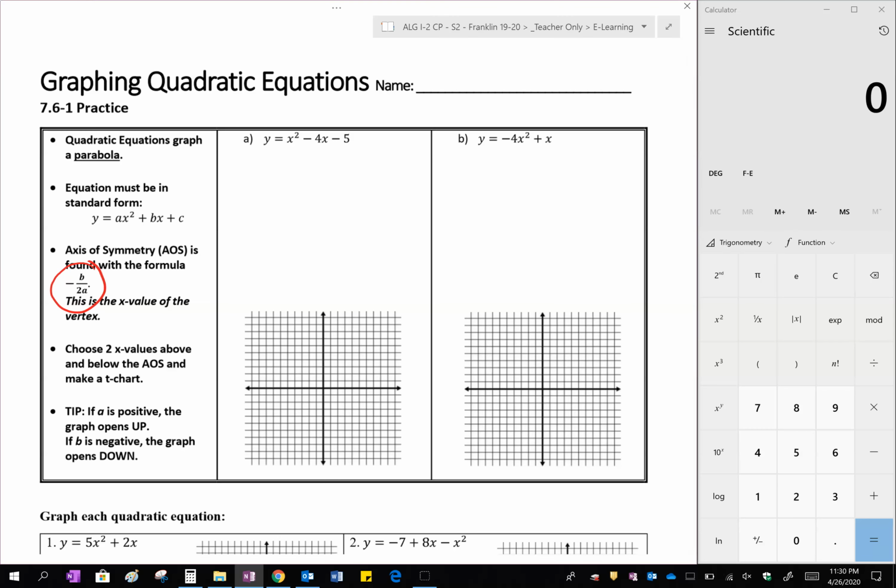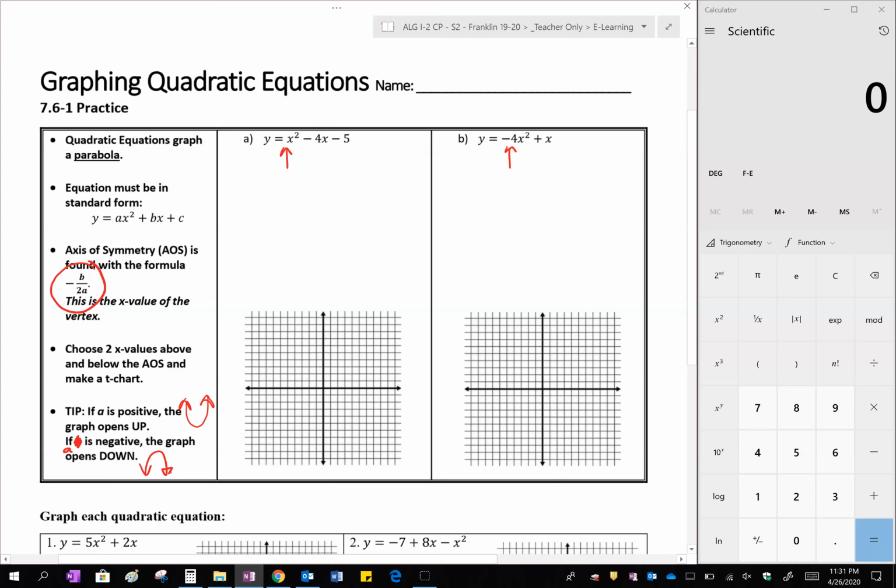And then, similar to graphing absolute value equations, you just find two values below and two values above the AOS, or axis of symmetry, make a t-chart, and then graph. So that's what we're going to do here: first find the AOS and then make a t-chart. One tip: if a, the first coefficient, is positive, the graph opens up, which means it will look like this. And if a is negative, the graph opens down, so it'll look like this.